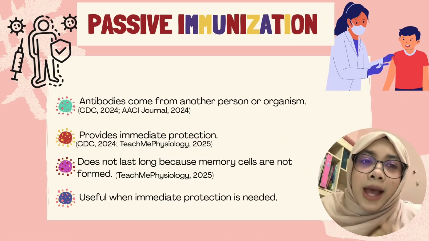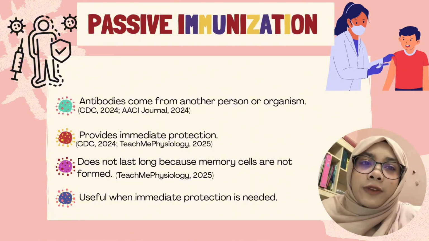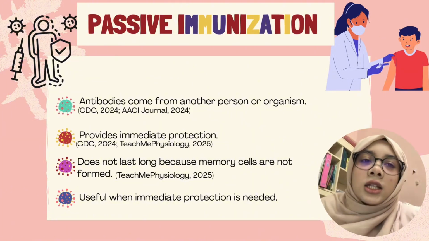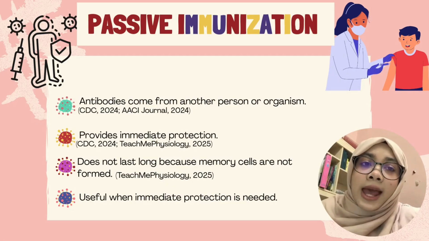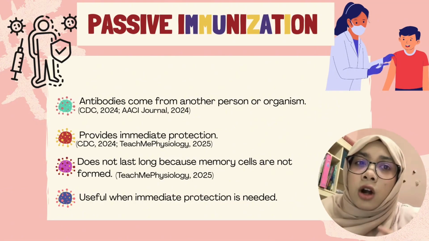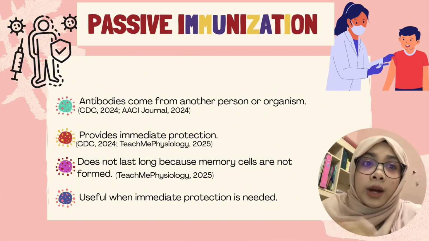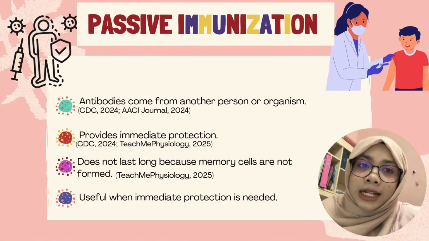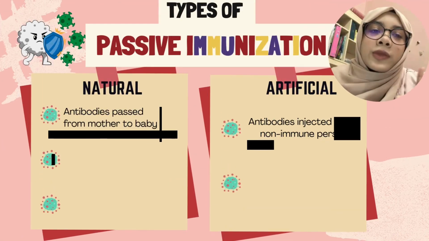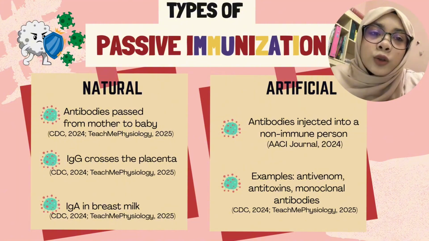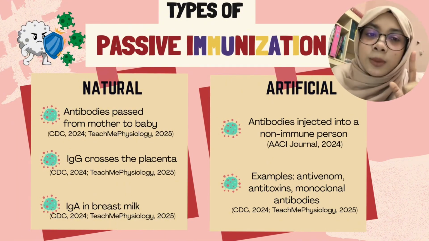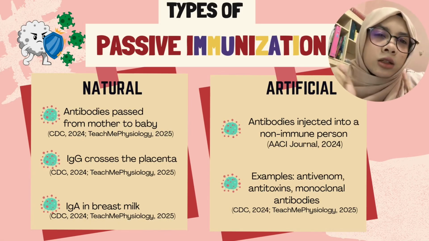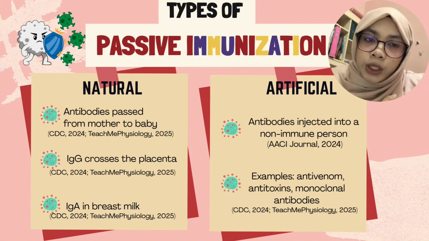Next, let's talk about passive immunity, which is defined by ready-made antibodies. Passive immunity occurs when antibodies are received from another person or organism. It will provide immediate protection because the antibodies are already formed. However, this protection is short-term because no memory cells are produced by the body. Same as active immunity, passive immunity also has two types, which are natural passive immunity and artificial passive immunity. Let's take a closer look at natural passive immunity, shall we?